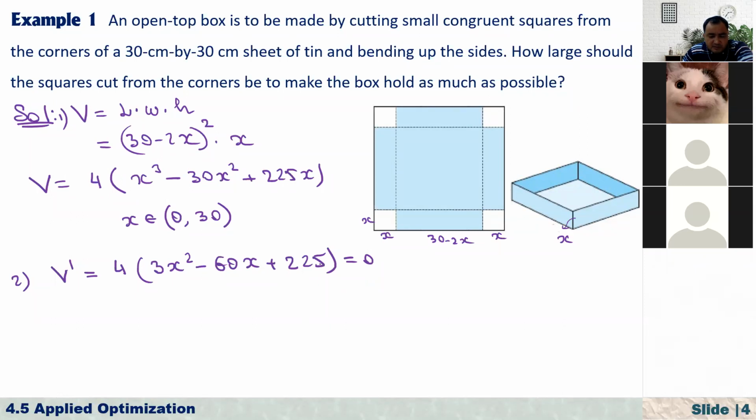And all of these numbers are divisible by 3. So if you just divide both sides by 12, here we have x squared minus 60 divided by 3, it is 20x. And 225 divided by 3 is 75. That's equal to 0. What is this? Just a quadratic function. And first, I should try the factorization method, which is fast and easy, right?